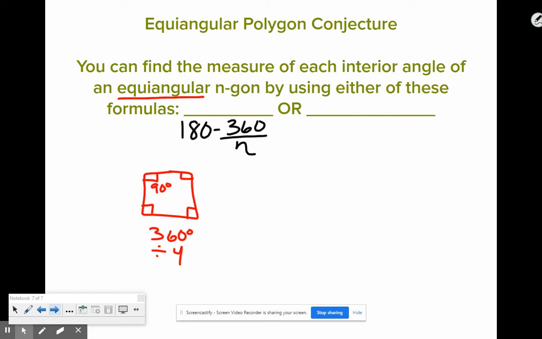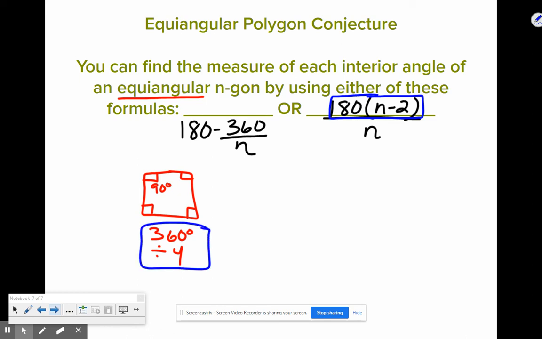180 minus 360 divided by n, or 180 times n minus 2, that should look familiar because that's our polygon sum conjecture, and then divide it by how many sides there are. And that's essentially what we did. We took the interior angle sum and then we divided it by how many sides. For a pentagon, we knew the angle sum, this part in blue here, was 540, and then we divided it by 5, the number of sides.